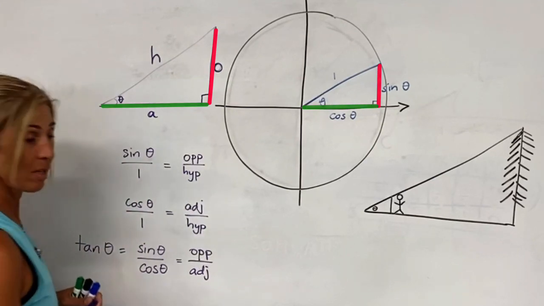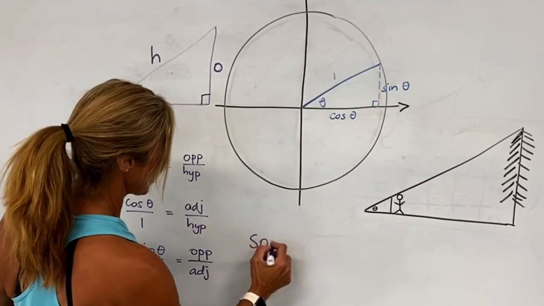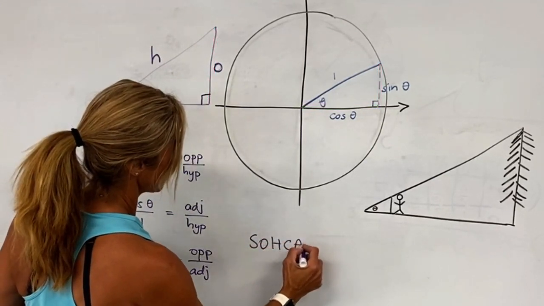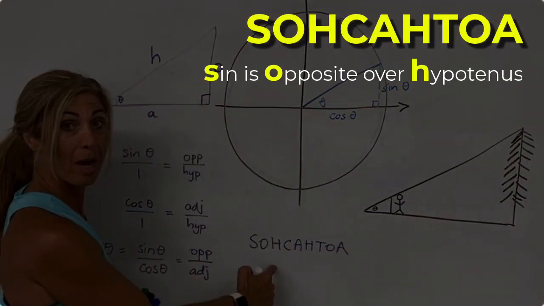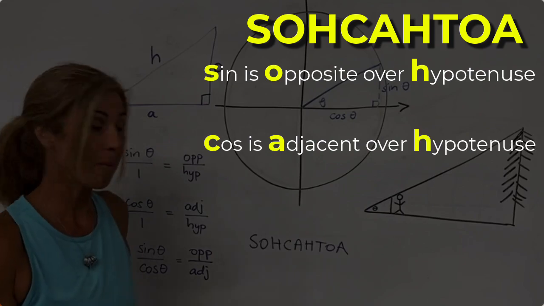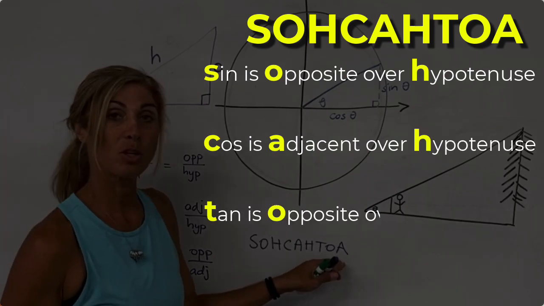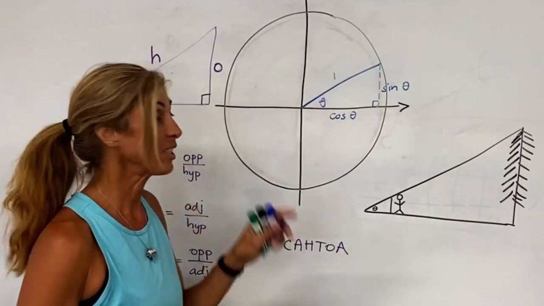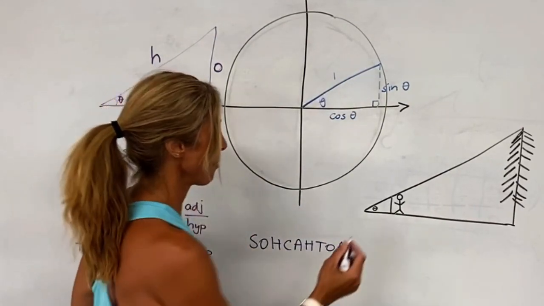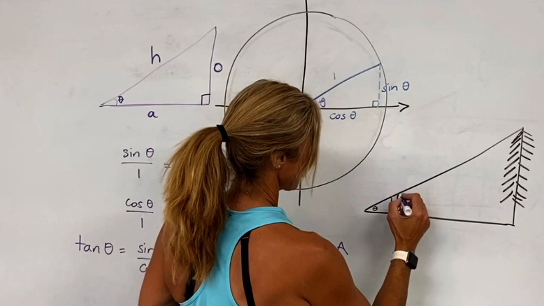So many of us mathematicians recall this as the mnemonic SOHCAHTOA, where sine is opposite over hypotenuse, cosine is adjacent over hypotenuse, and tangent is opposite over adjacent in a right angled triangle. Now, we need to talk about two other pieces of information in this scenario.